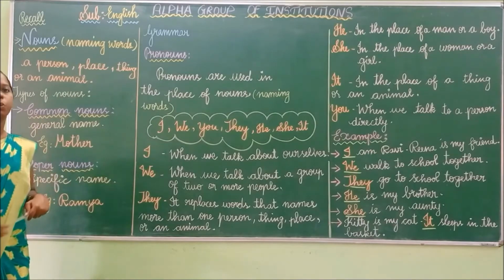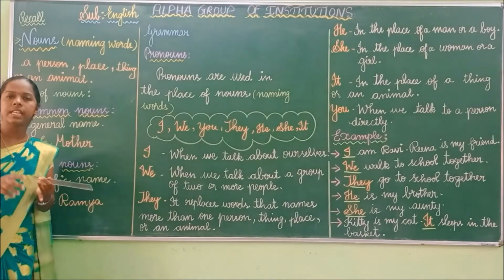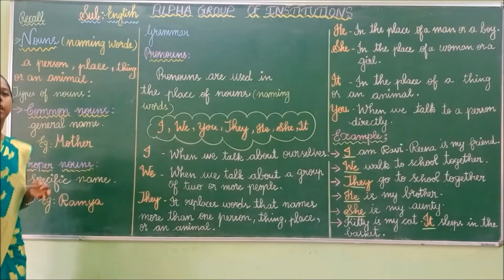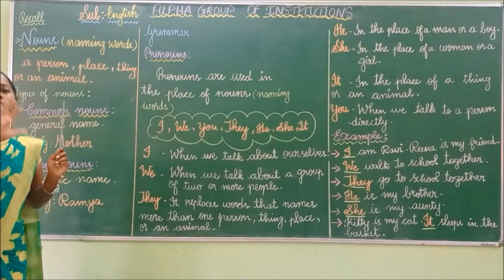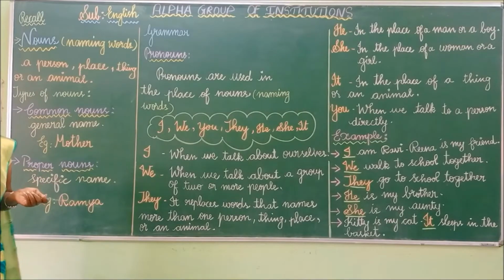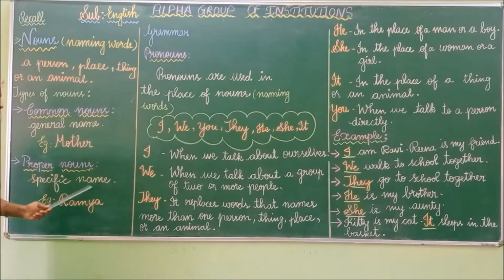Now, tell me children, what are common nouns? Common nouns are nothing but the general name of a person, place, thing or an animal. On the other side, proper nouns are a specific name of a person, place, thing or an animal. So, common nouns are general names, proper nouns are specific names.